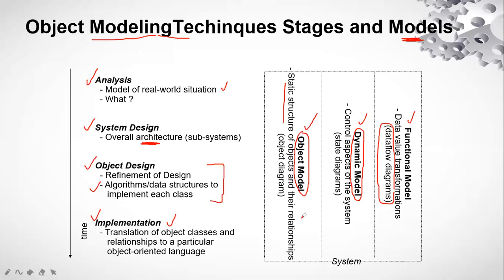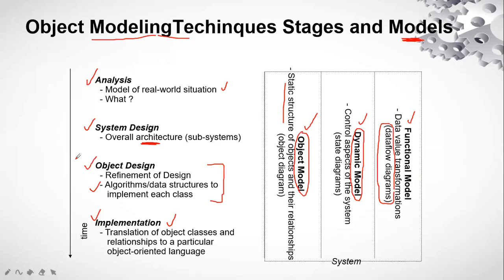So these three types of models, that is the functional model, dynamic model and object model, are going to create a specific system with the help of which the complete system can be modeled. Some are focused under the object model, some under the aspect of dynamic, and some on the aspect of the functional model. So this was all for the object modeling technique: 4 stages and 3 models that you have to remember.